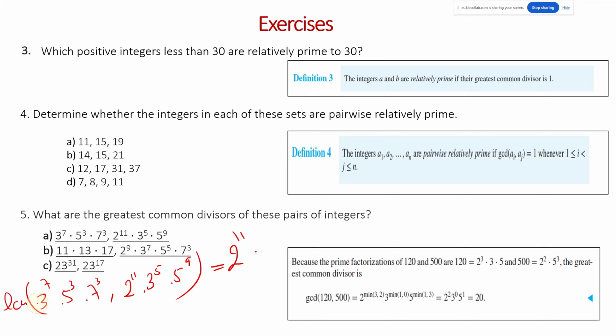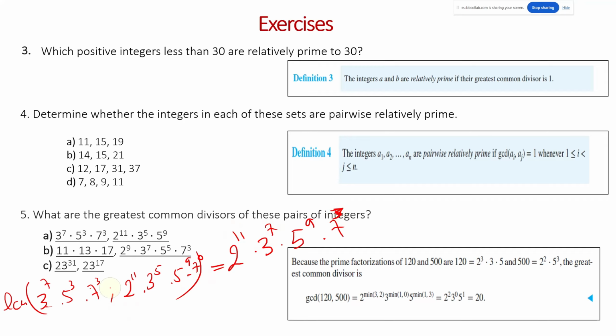What about 3? 3 to the power of 7, 3 to the power of 5, I'm going to make 3 to the power of 7. And then we have 5 to the power of 3 here, and 5 to the power of 9 here. That means I'm going to have 5 to the power of 9. I have 7 here, and I don't have 7 on the right side. If I don't have 7, it's equivalent to 7 to the power of 0, and because I'm looking for the maximum for the least common multiple, I'm going to keep 7 to the power of 3.